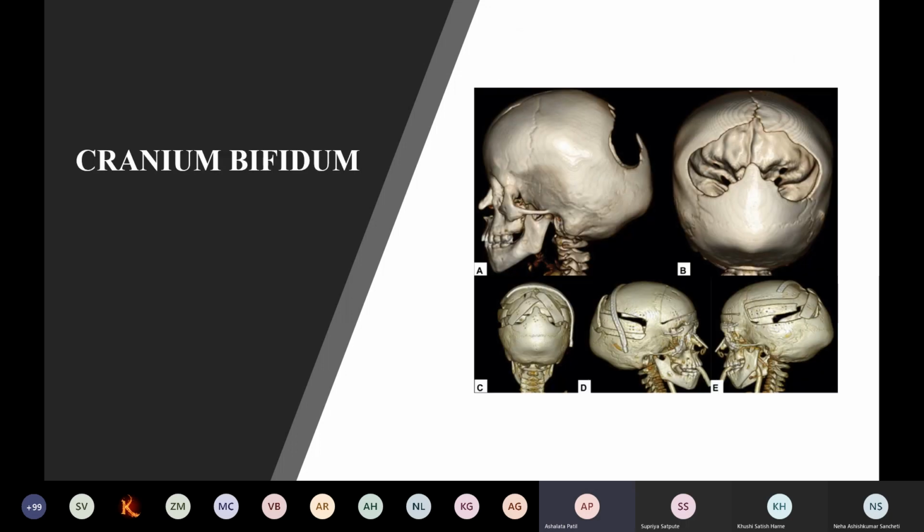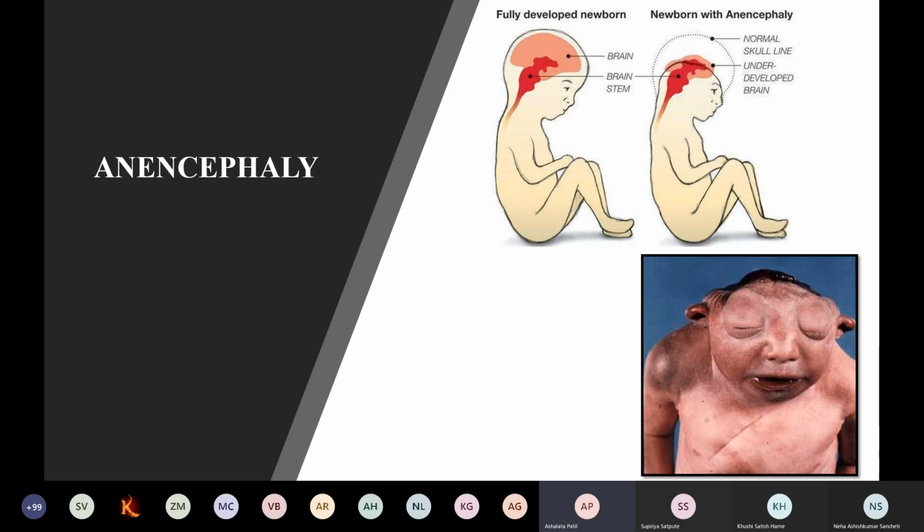that is called anencephaly. The brainstem is developed, but the forebrain has not developed. Again, this is a lethal condition.